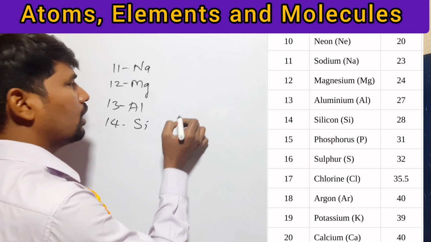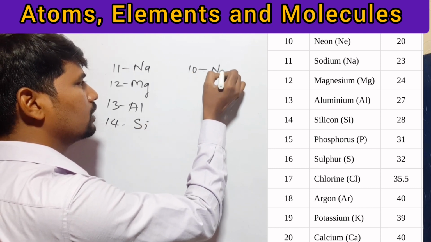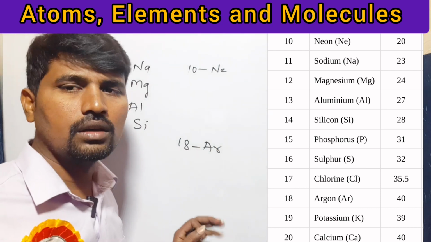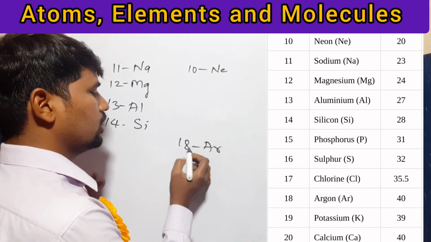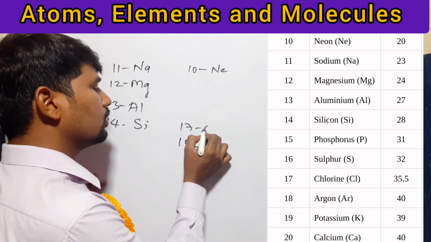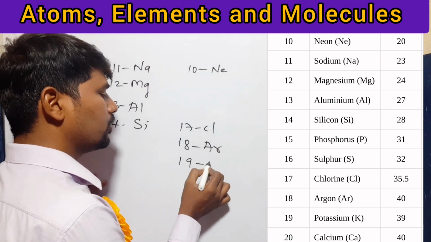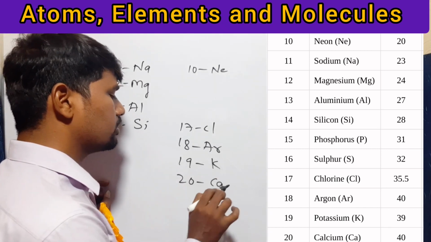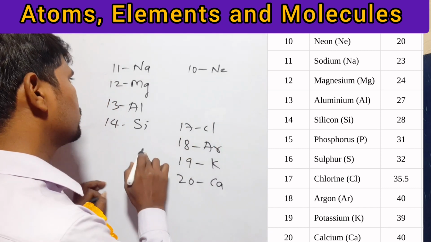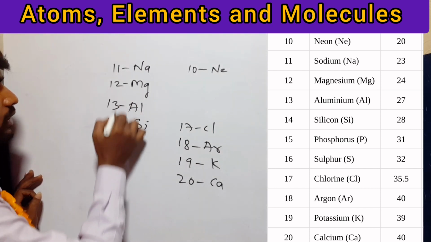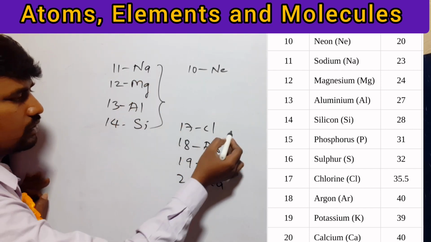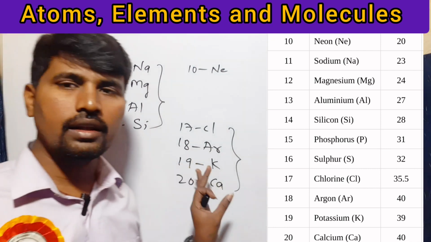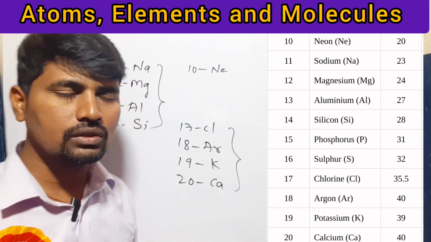Next, among the noble gases, the 10th element is neon, and the next noble gas is the 18th element, argon. Before argon is 17 chlorine, after argon is 19 potassium. And the 20th element we also know is calcium. So 11 to 14 are finished, and 17 to 20 are finished. Out of 10 elements, 8 are finished. Our target now is 11 to 20.